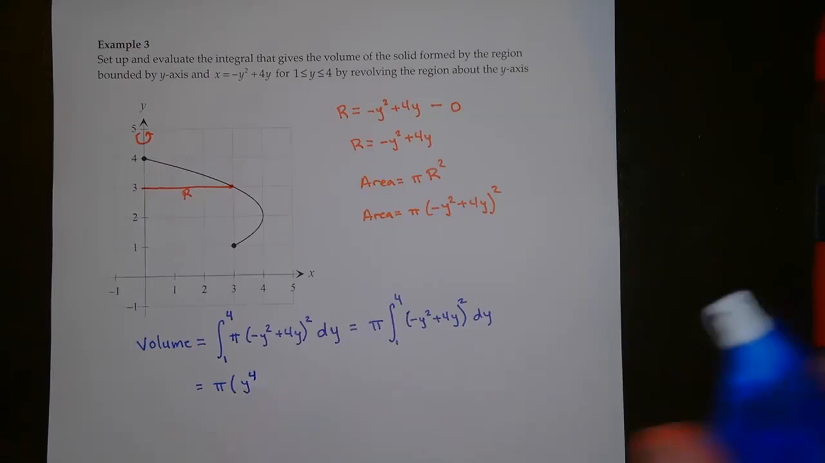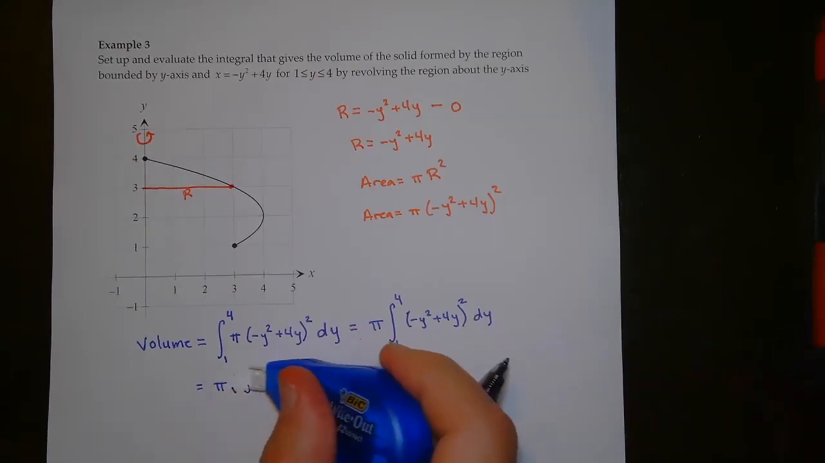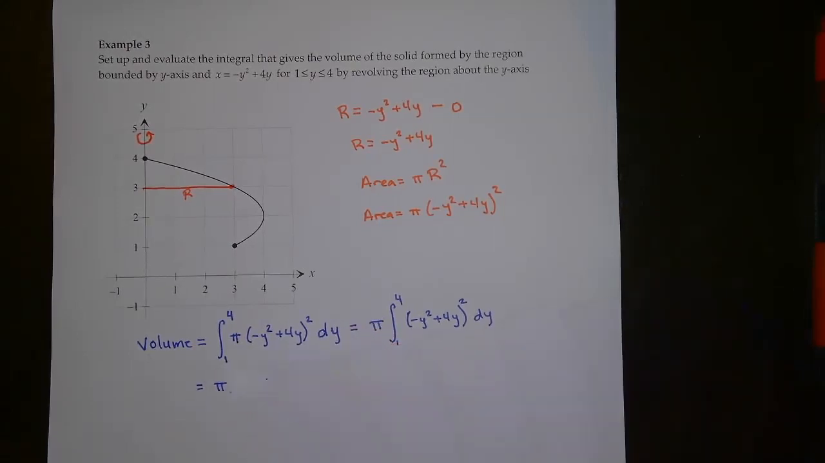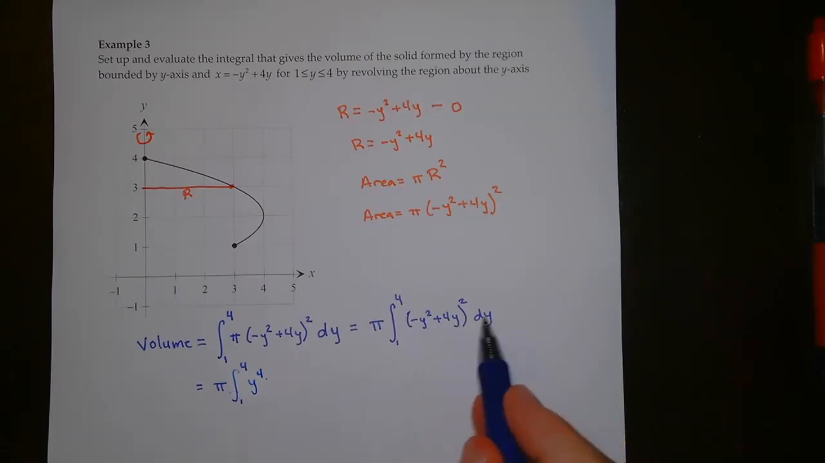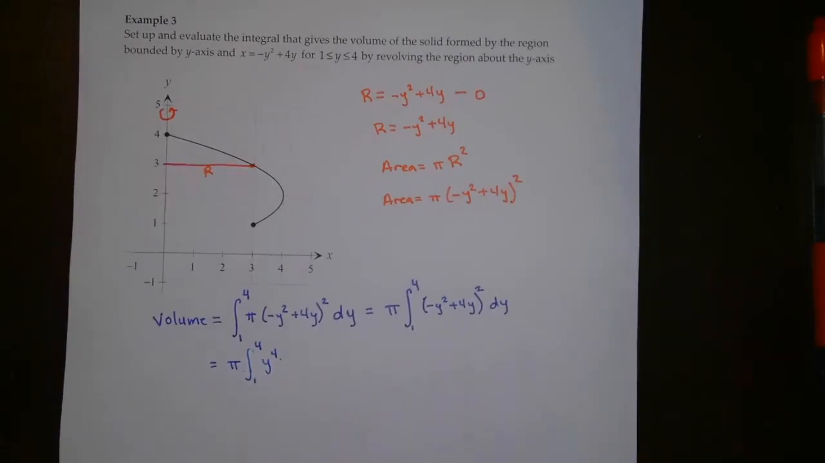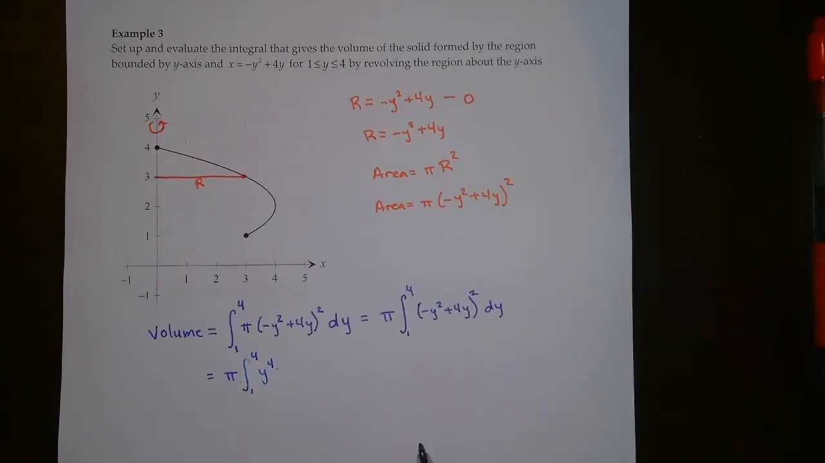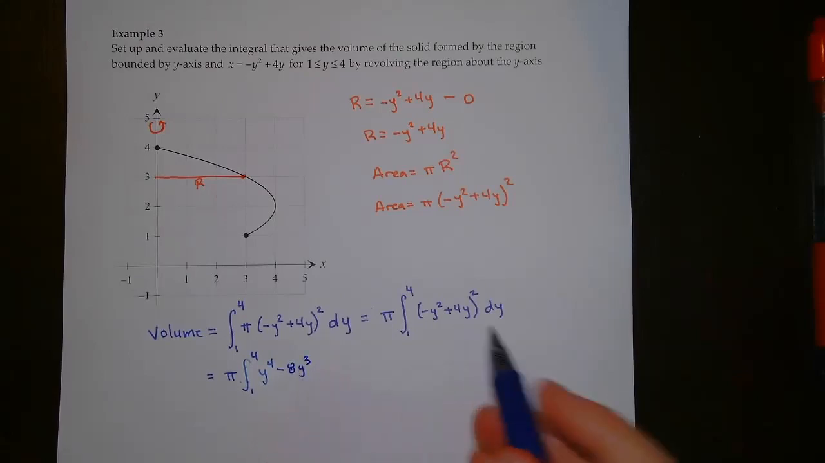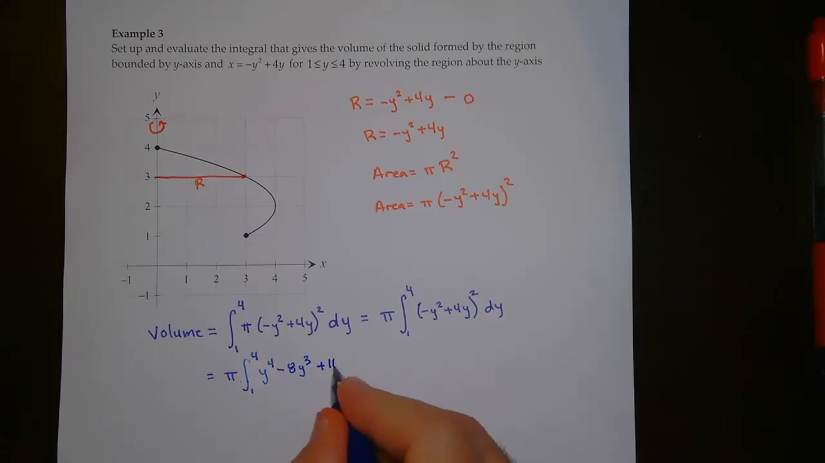And I need to integrate. Hold on, let me erase this. We're integrating from 1 to 4. And if we square this out, it would be y to the fourth. And then when we multiply and double, because we have negative y squared times 4y, it would give you negative 8y cubed. So minus 8y cubed. And then 4y times 4y would be 16y squared, and then dy.